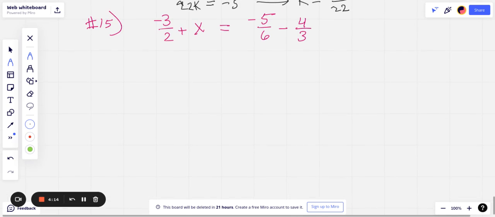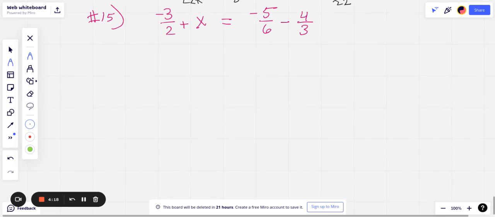Now let's look at number 15. So 15 was also another problem where we want to clear the fractions. And again, I'm not looking for the factors, I'm looking for the least common multiple. So when I look at 2, 6, and 3, and I look at the multiples, the multiples for 2 are 2, 4, 6, 8. The multiples of 3 are 3, 6, 9, 12, and so on. And the multiples of 6 are 6, 12, 18, right? And all 3 of these lists have the number 6 in them. So we're going to go with 6 as our least common multiple.